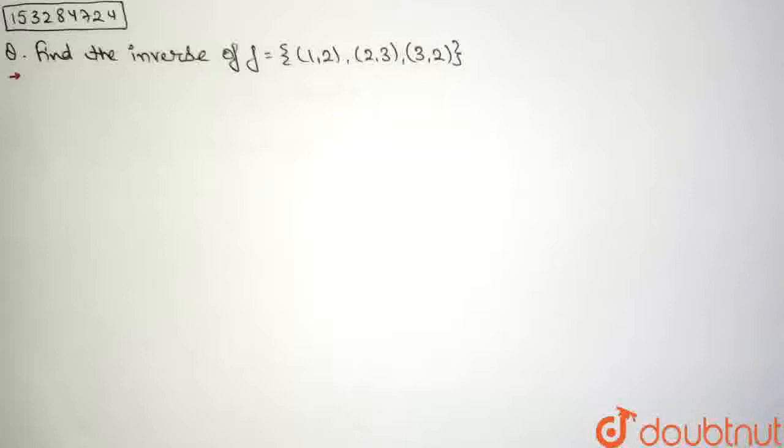Hello friends, welcome. Today we are taking up a SAT mathematical question which states: find the inverse of f, which is a function equal to {(1, 2), (2, 3), (3, 2)}. So this function has three elements.